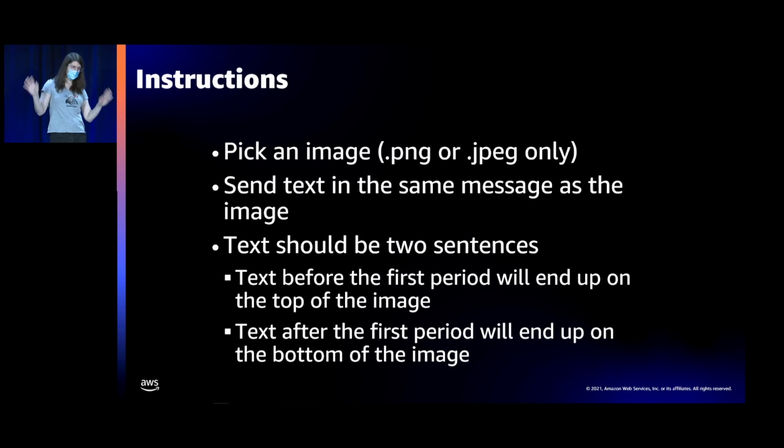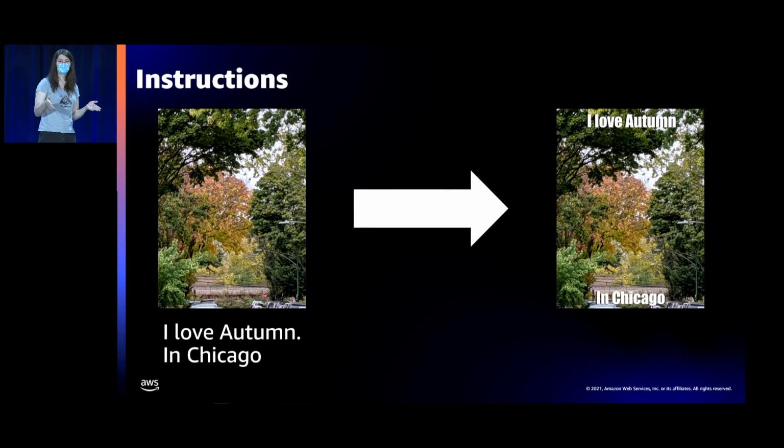Cool. So the instructions are, I hope, pretty simple. I would love for all of you to take out your phones and either snap an image right now, or ping a JPEG, and send text in the same message as that image. Text should be 2 sentences. Any text before the first period will go at the top of the image once we do our generation, and text after that first period will end up on the bottom. If you want, you can just send 1 sentence. You don't have to send 2. You could even start your sentence with a period, and then it would just put stuff on the bottom. We have a little example: if you send this image in with that text, that meme will be generated. And that's all.